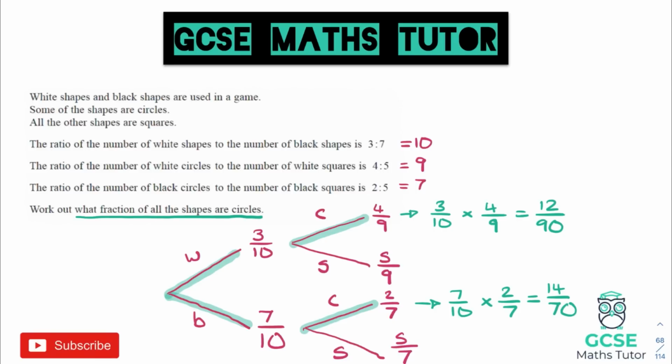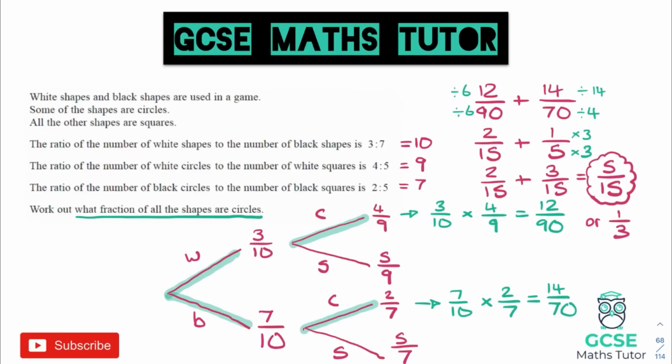tree. You may have fractions at the end that don't add together very nicely, so you can always simplify them to help find a common denominator. Here we got a common denominator of 15, and that's simplified down to a third.